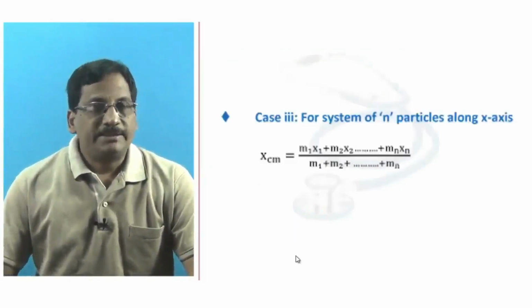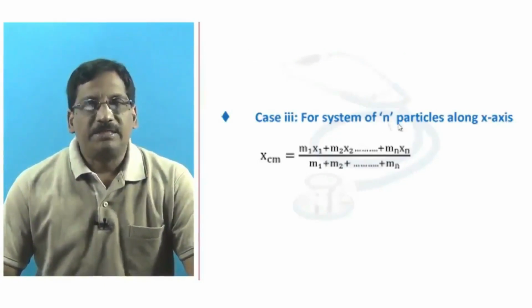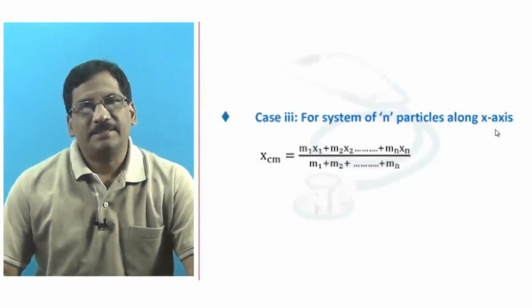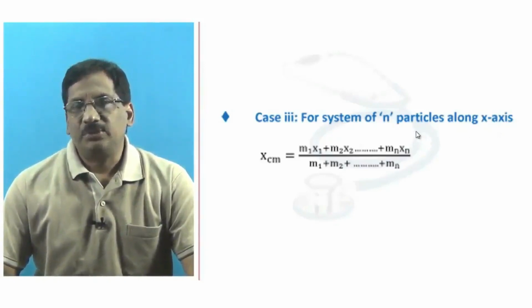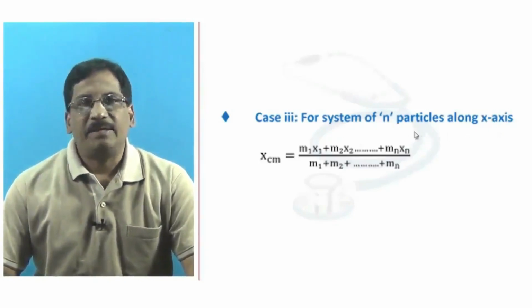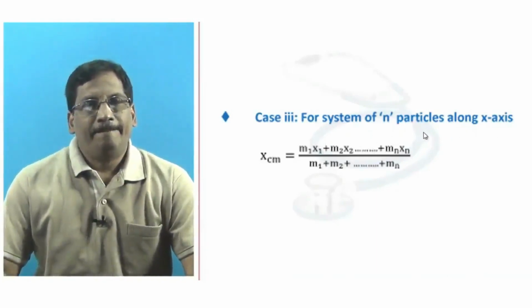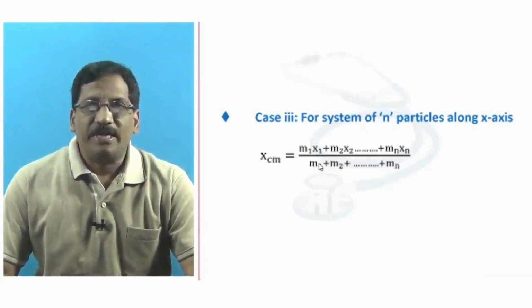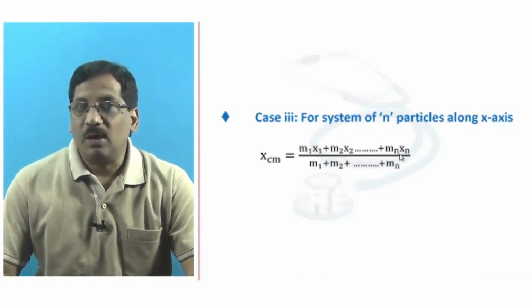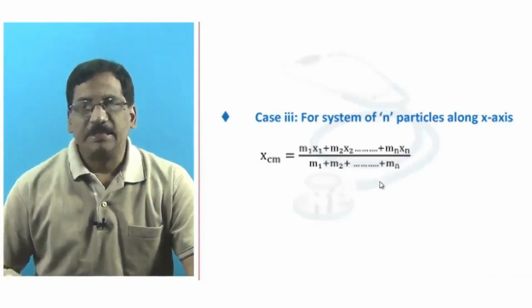Now case 3, let us extend the above discussion for a system of n particles along x-axis with the positions x1, x2, x3 and so on to xn for the particles of masses m1, m2, m3 and so on to mn. Now the position coordinate of center of mass xcm is equal to m1 x1 plus m2 x2 plus so on plus mn xn by m1 plus m2 plus so on plus mn.